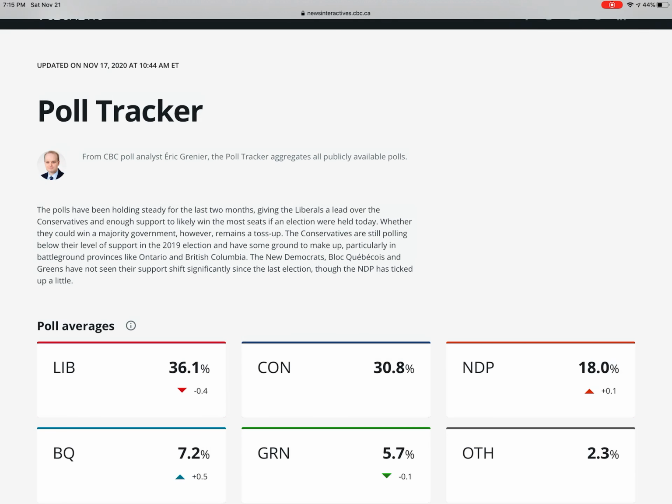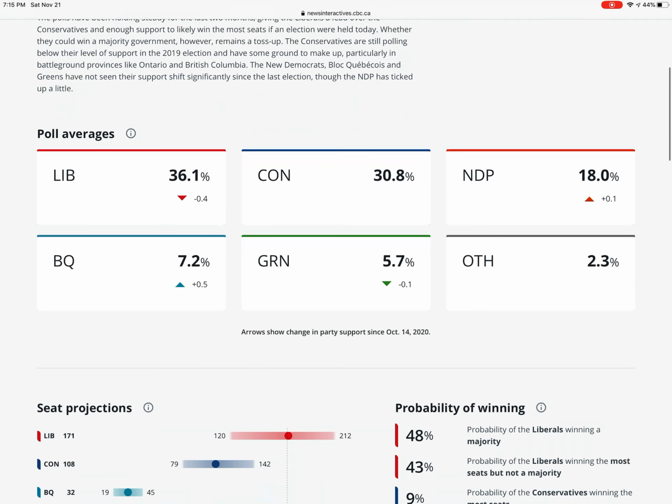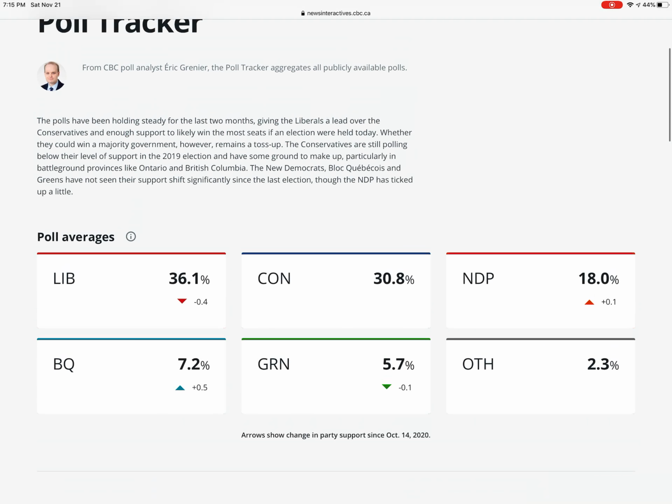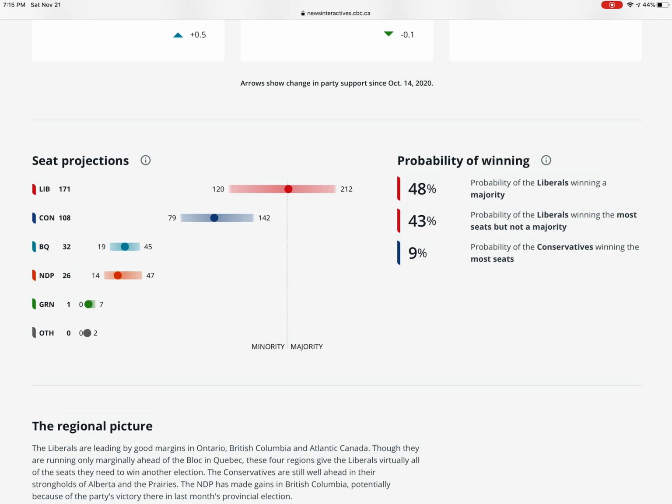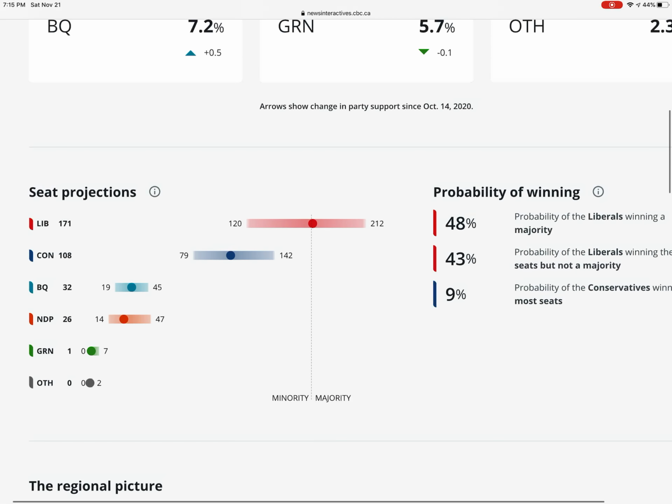So November 17th, 2020. And so there's always these polls going on as to, well, who would you vote for if there was an election today? And so this is what they've got down here, is that 36% of the people would vote for the Liberals, and 31% would vote Conservatives, 18% for NDP, and so on like that. What they show down here is the point estimate with the margin of error.